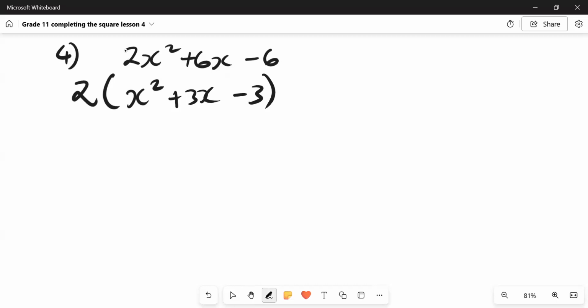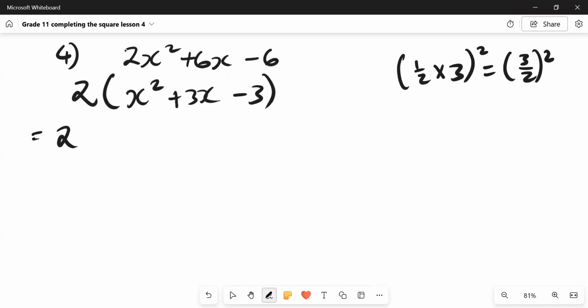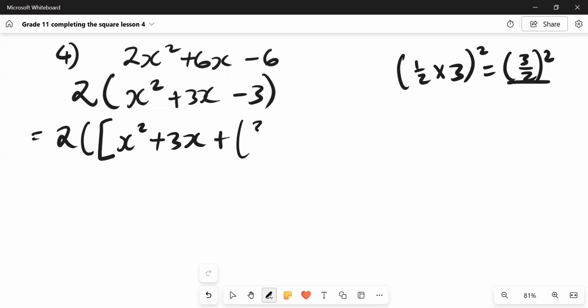Now let's start with the first step. Half times what? The middle term, which is 3, all squared. This will give us 3 over 2 all squared. And then from here, add and subtract, right? Equals to, you have your 2. Okay, let's do this. You have your x squared there, plus 3x, and then we add this. So you'll have your 3 over 2 all squared, right? And then close the bracket.